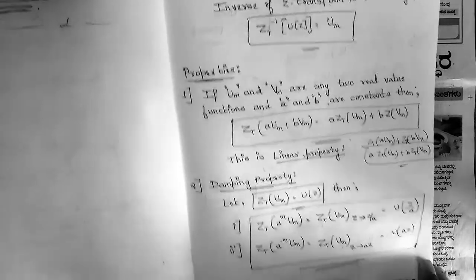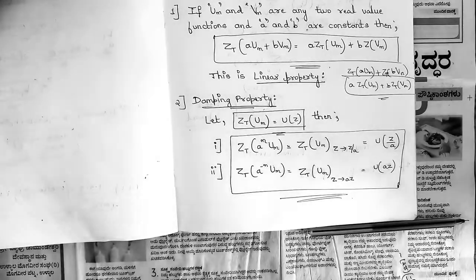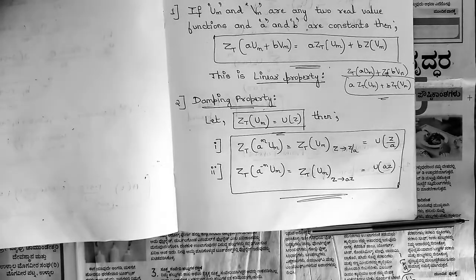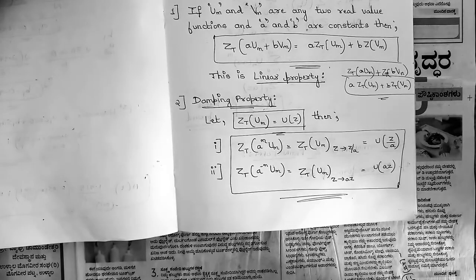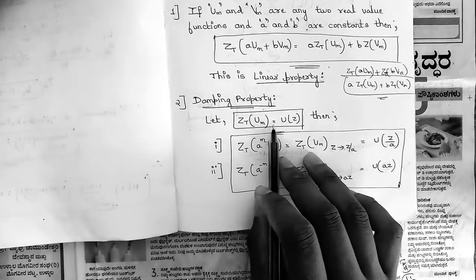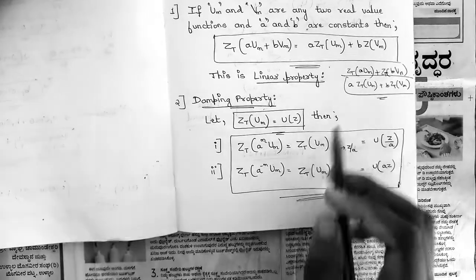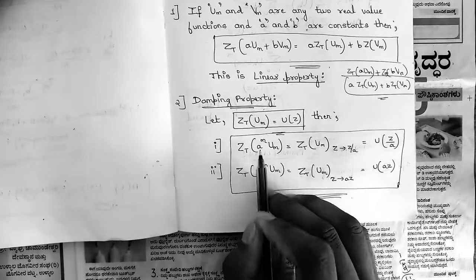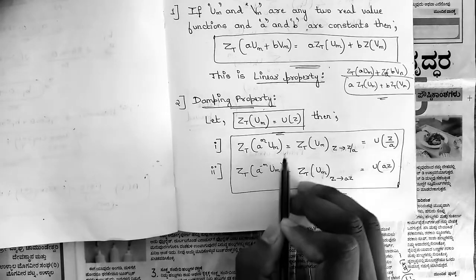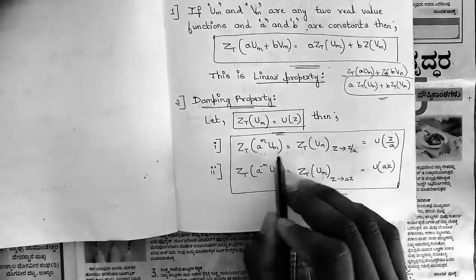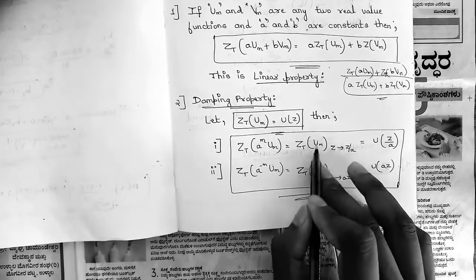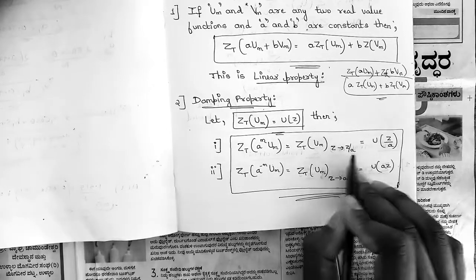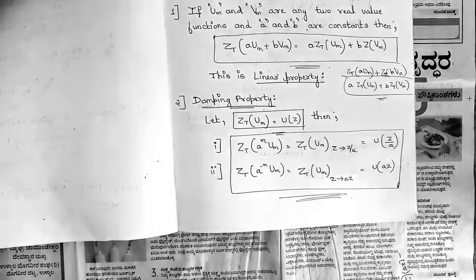Now the second kind of property is the damping property. This is a very important property and would be used in many problems in the future sessions. So what does this property say? Let Z transform of u(n) be equal to U(z). Then we have two conditions for this damping property. They are Z transform of a^n·u_n, where u_n corresponds to a real value function, is equal to Z transform of u(n) in which z is replaced by z/a, which is equal to U(z/a).